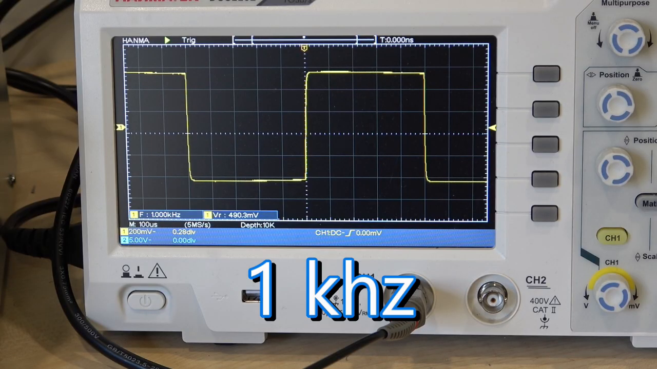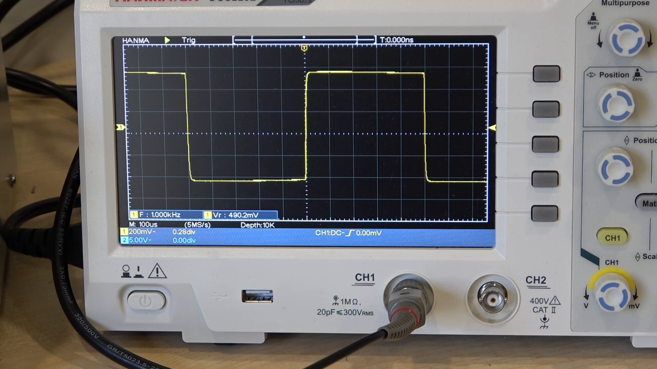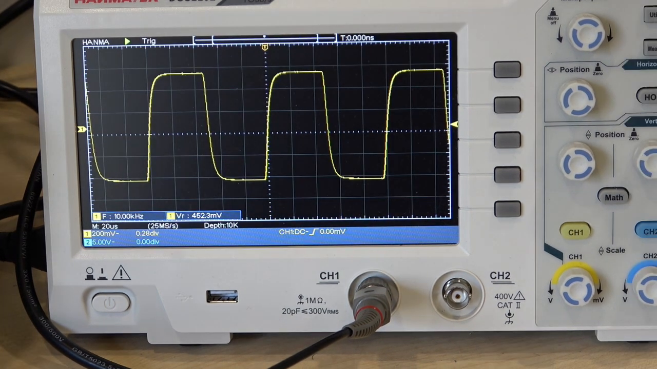Typical of the Quad, not the fastest of square waves. Pretty respectable, no overshoot and no ringing. We'll have a quick look at 10K. Here we are with 10K, and again, typical of the Quad. No overshoot. By modern standards, a bit slow.